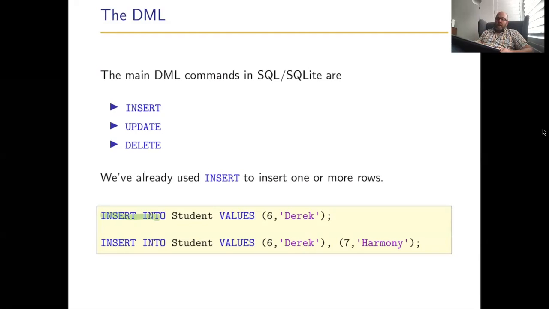Insert into, then the name of the table, then the word values, and then either one tuple, in this case I'm inserting a new student with student number 6, whose name is Derek, or a sequence of tuples, one after another, 6, Derek, 7, Harmony, and so on, as many as you need. That will insert a whole collection of new rows into the student table. There's nothing much that can go wrong. If you don't know all of the information about a particular row, you can enter a null for that value, as long as the column hasn't been declared to be a key or a not null column.